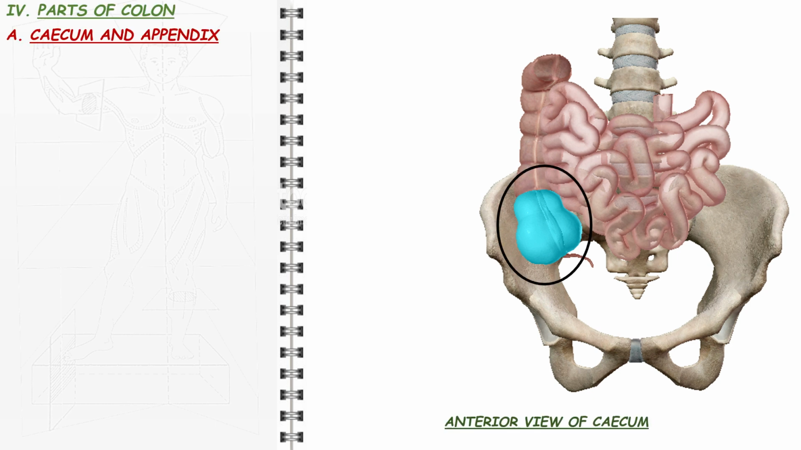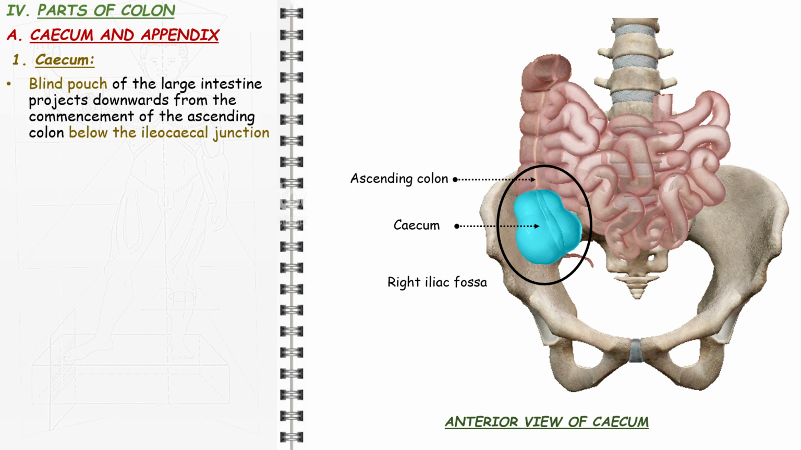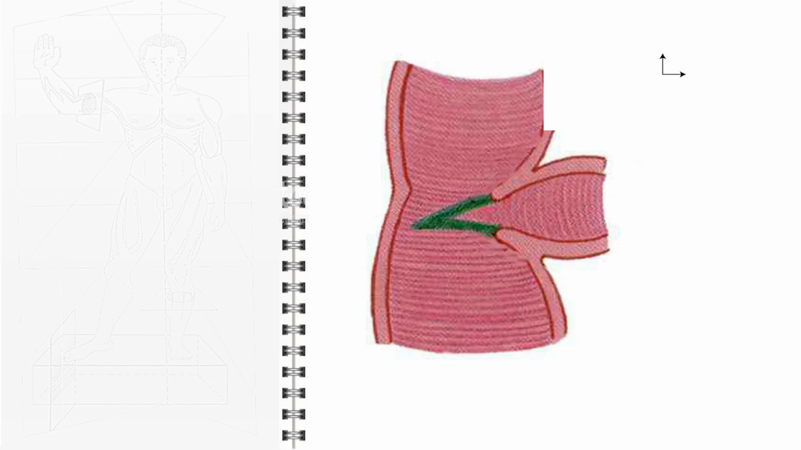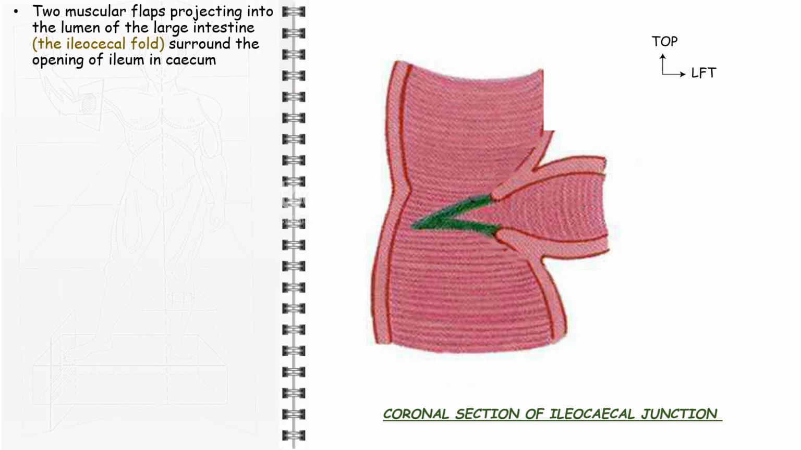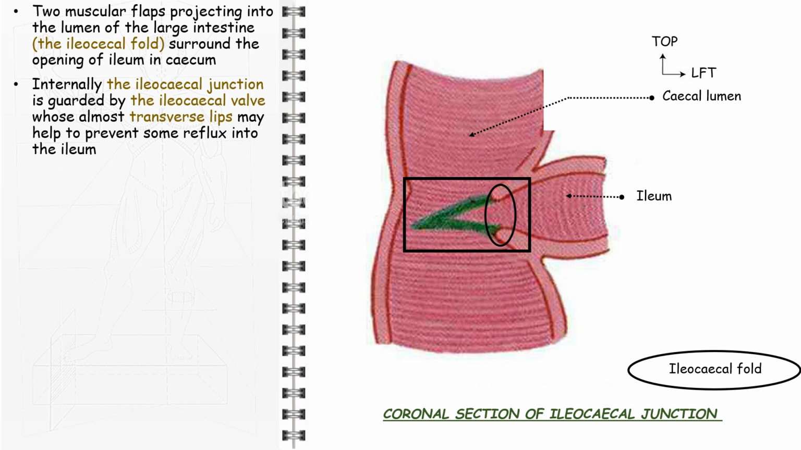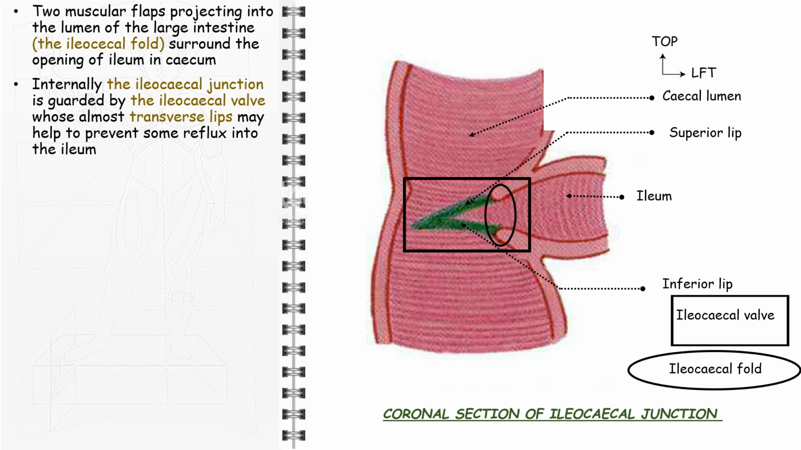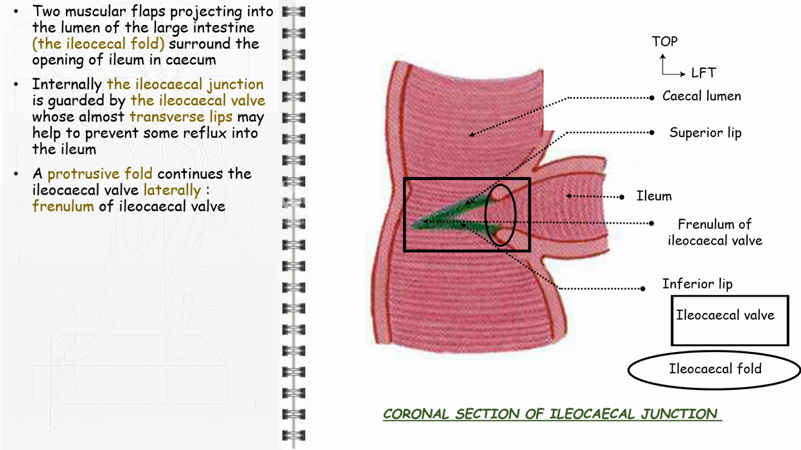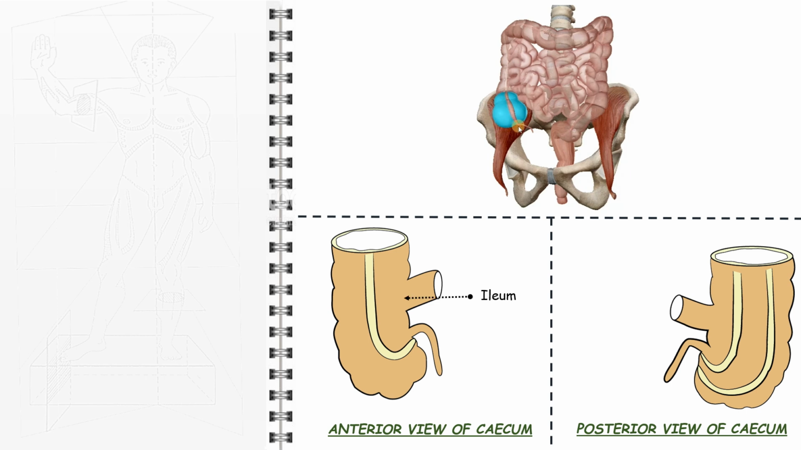The cecum is a blind pouch of the large intestine that projects downwards from the commencement of the ascending colon below the ileocecal junction. Two muscular flaps project into the lumen of the cecum and form the ileocecal fold surrounding the opening of the ileum in the cecum. Internally, the ileocecal junction is guarded by the ileocecal valve, whose almost transverse lips may help to prevent some reflux into the ileum. A protrusive fold continues the ileocecal valve laterally in both the anterior and posterior walls, forming the frenulum of the ileocecal valve. The external surface of the cecum has four faces.